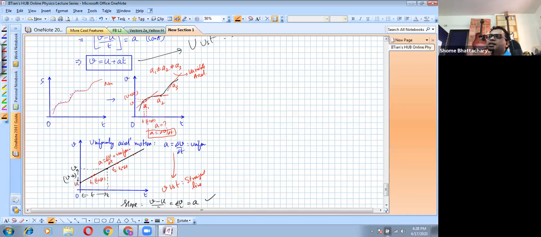That means these 3 red lines, which represent the tangent to the curve at these 3 points, they have to actually coincide. So that means compulsorily it cannot be a curve. My VT graph cannot be a curve. It has to be a straight line.